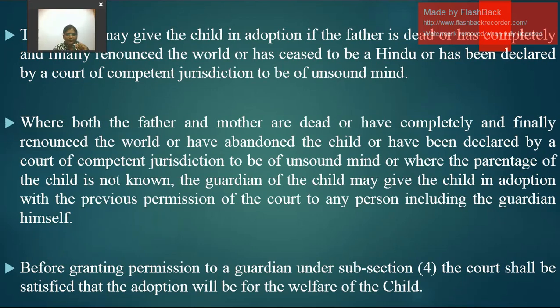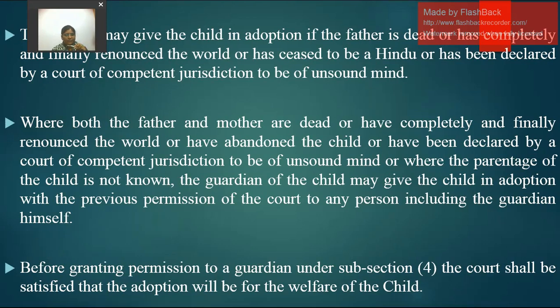Unsound mind means a person who is not able to understand what is right and wrong, a person who is not able to know the consequences of the acts which are committed by him. What does subsection 4 say?